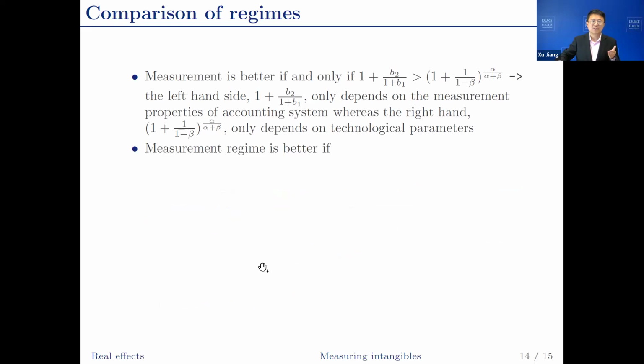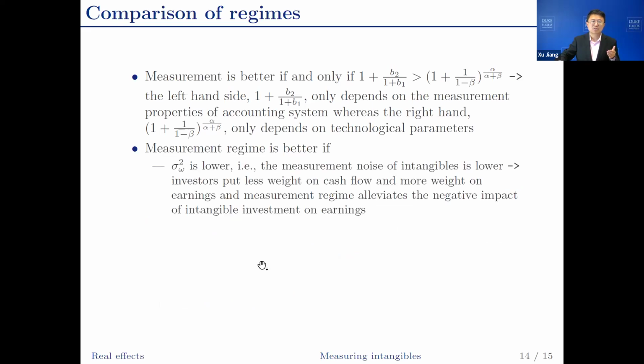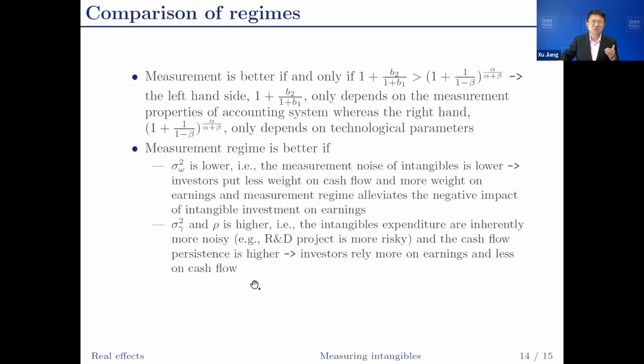And we can show that the measurement regime is going to be better if sigma omega squared is lower, which means that the measurement noise of intangibles is lower. When the measurement noise of intangibles is lower, investors are going to put less weight on cash flow, and more weight on earnings because the accrual process is less noisy. In this case, the measurement regime, as we discussed before, alleviates the negative impact of intangible investments because they add back the intangible investment to earnings.